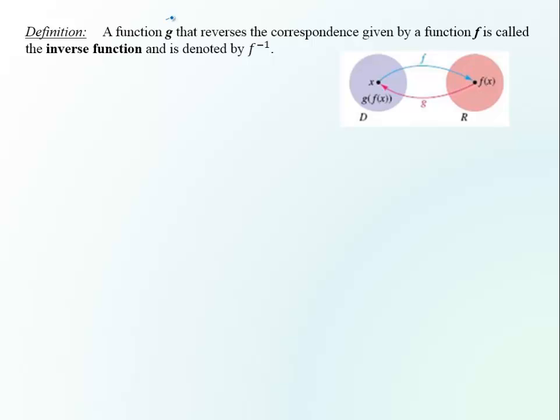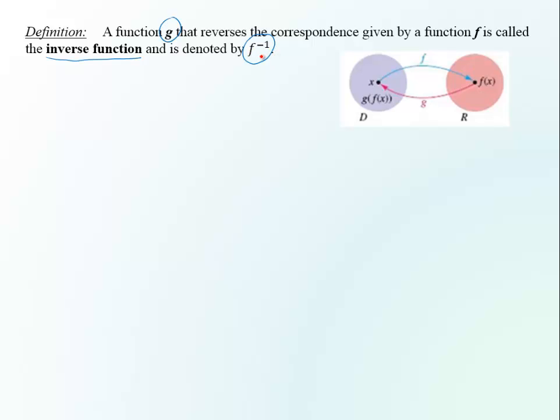Formally, a function g is called an inverse of a given function f, and it's denoted f to the minus 1, if it does reverse the correspondence given by the function f. So, for example, if I have a domain for f and I pick any point x from the domain, and I transport it to f of x in the range, then the g function should bring f of x back to the place of x, not anywhere else, but exactly to x. So it reverses whatever f did to the x and brings it back to the same position.